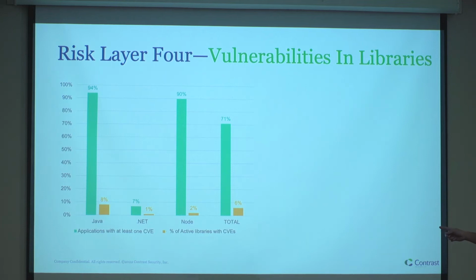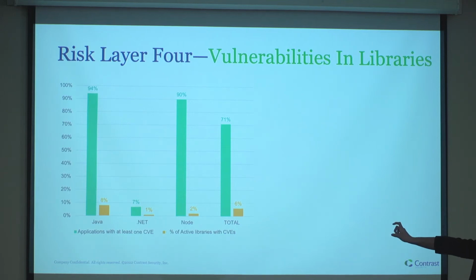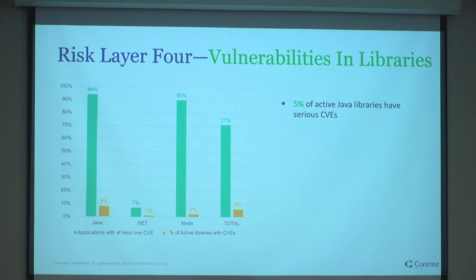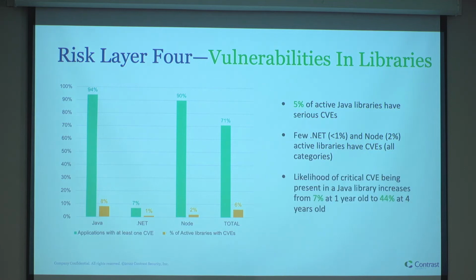But if you take a look at the yellow, those are only the active libraries being used. So the possibility of being exploited is at yellow. It's at 8% for Java. And look at .NET, barely registering at 1%. And Node is 2%. On average, 6% can be exploited. The libraries can't be reached, right? Active libraries, yes. 5% of active Java libraries have serious CVEs. Here's .NET, less than 1%, and Node 2%. And the likelihood of a critical CVE being present increases from 7% at 1 year old to 44%. That's a huge one.